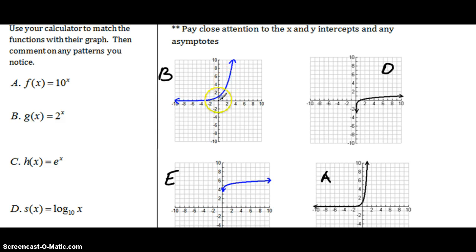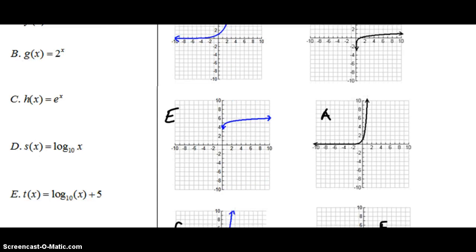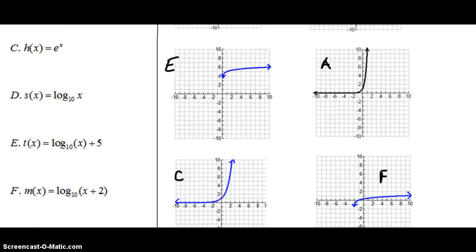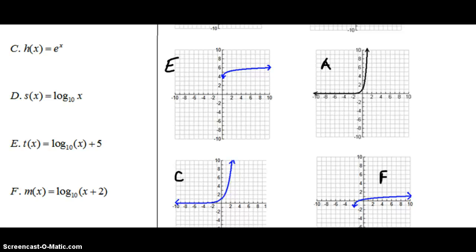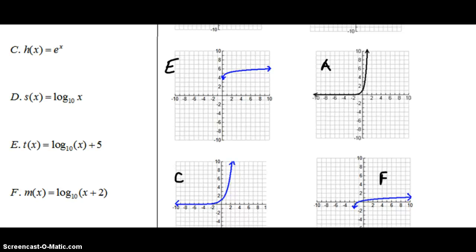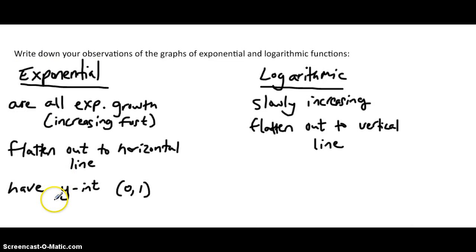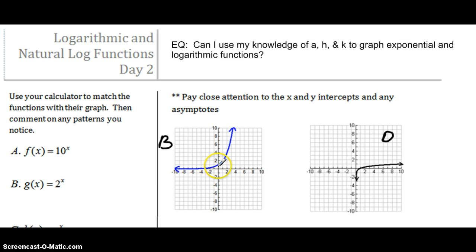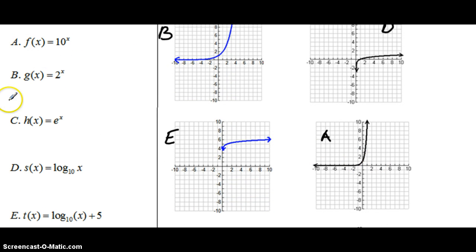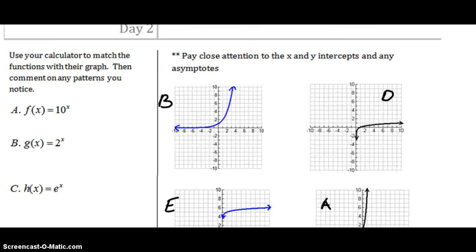Another thing we noticed is that it flattens out. Remember from the Desmos activity on the first day when we were talking about where it flattens out. All three of these, A, B, and C, flatten out to a horizontal line, and in particular, they all flatten out to the y equals 0 horizontal line. The last thing I noticed is they all have a y-intercept of (0, 1) for exponential. See how the y-intercept is the same on A, B, and C.